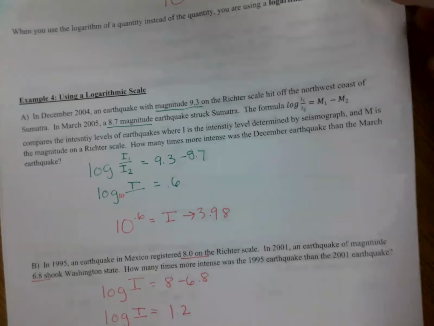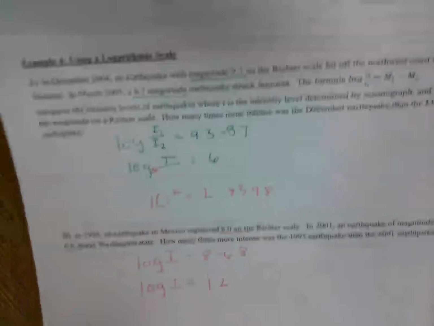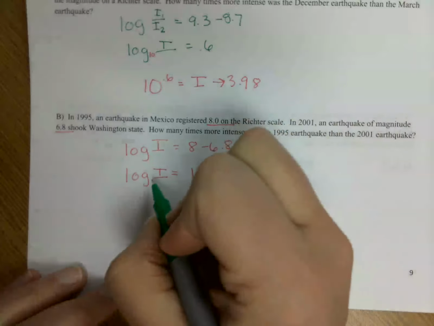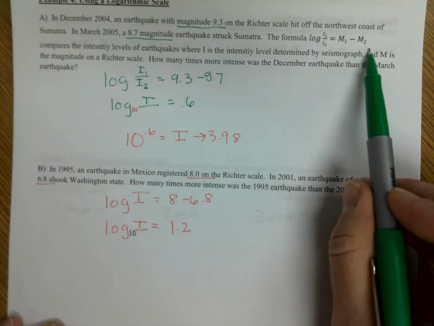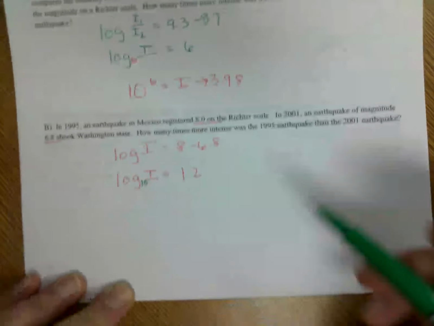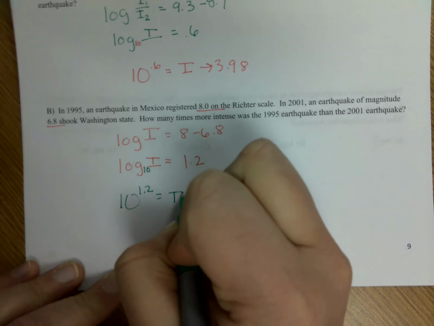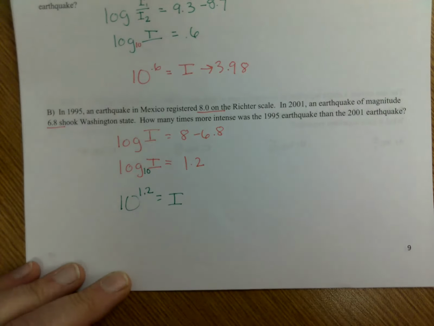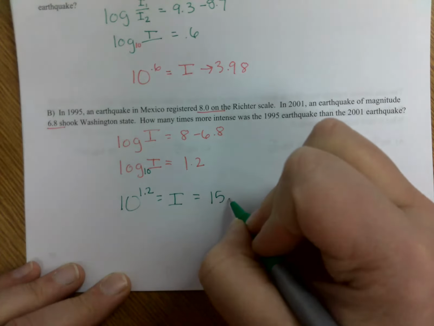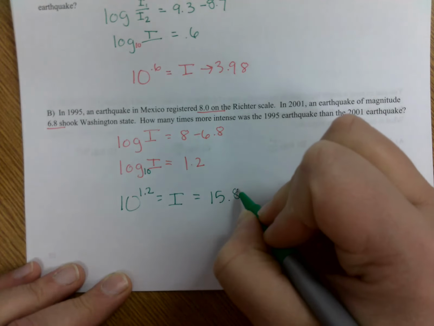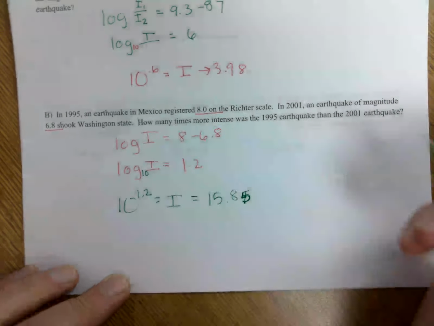I want you to try to do B by yourself. It's the same type of thing, but in this case, I'm doing 8 minus 6.8. Remember, my base here, if there's no number, is always 10. So again, we're using that same equation right here. So it'd be 10 raised to the 1.2 will be equal to our I. If we do 10 raised to the 1.2 in our calculator, we would get that the intensity was 15.8.